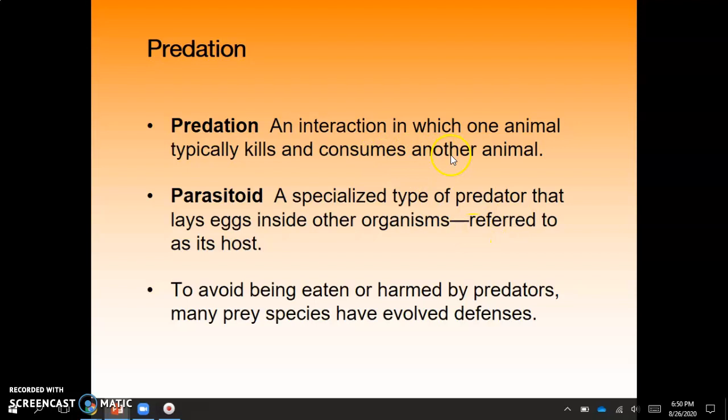Predation is an interaction in which one animal typically kills and consumes another animal. Okay, so this is again a negative relationship. A parasitoid is a specialized type of predator that lays eggs inside other organisms, and this is referred to as its host. So a parasitoid, an example of that would be like a botfly. I know that botflies will bite humans and lay their eggs inside, and they will kind of just incubate there and then hatch out of your skin.